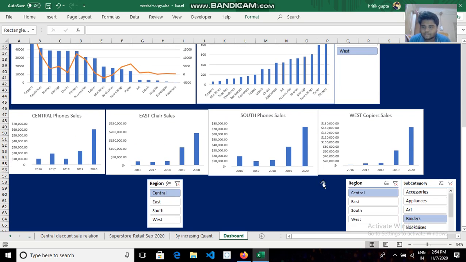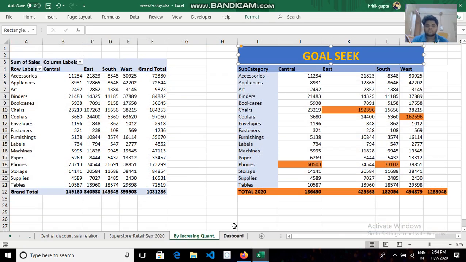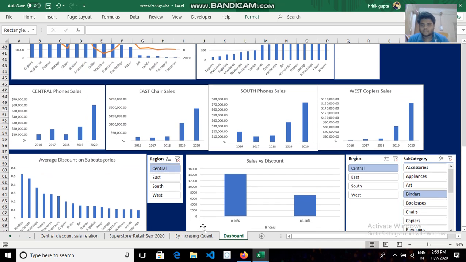For this, I'm using the goal seek analysis to get the amount of sales that the company has to do to achieve the target. And after doing the goal seek analysis, I'm checking the overall sales in all the past 4 years and the predicted amount of sales in 2020.